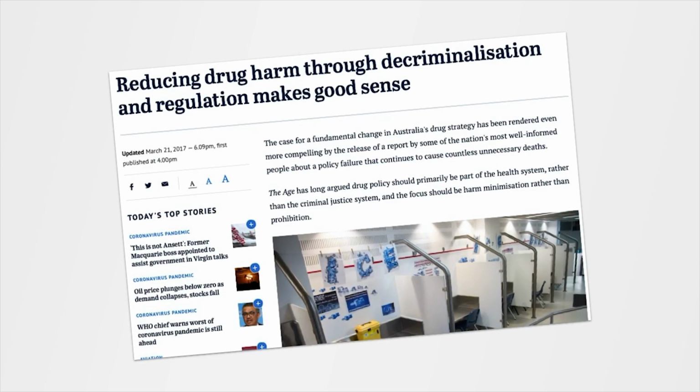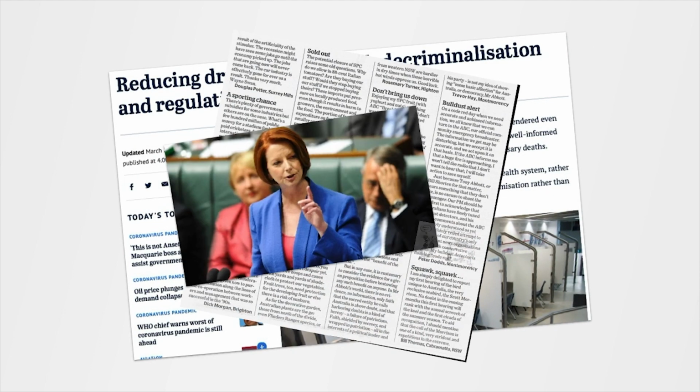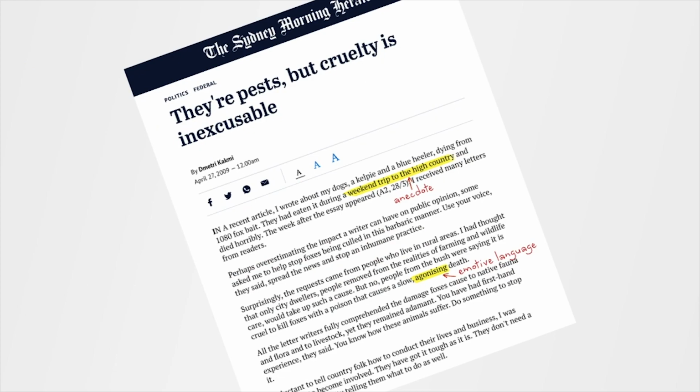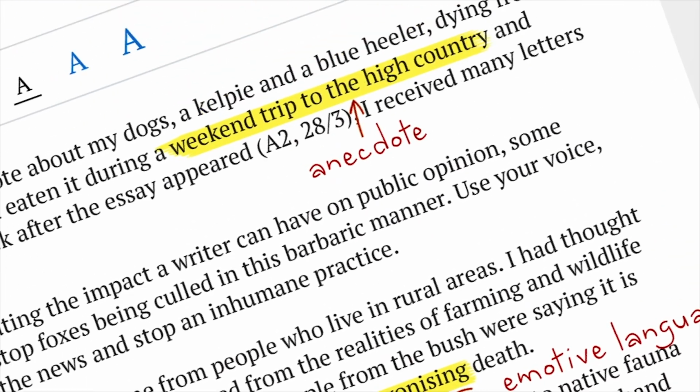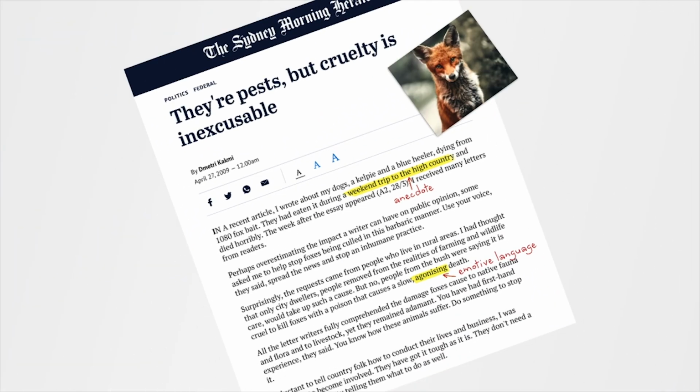It could be an editorial, a letter to the editor, a speech, or a cartoon. We want you to deconstruct this text, explain how the writer makes arguments, uses language, persuasive devices, and even visuals like photographs and cartoons to persuade an audience.